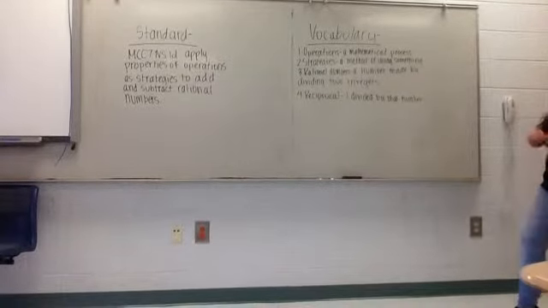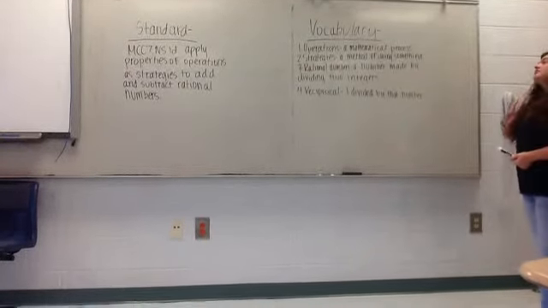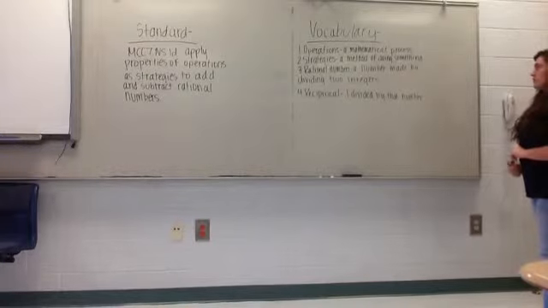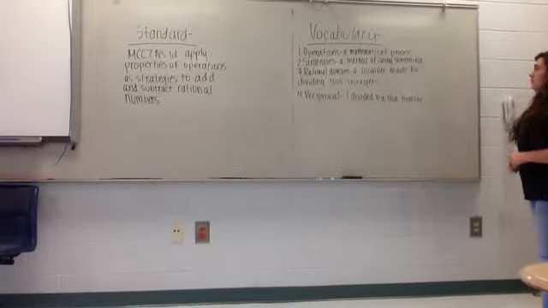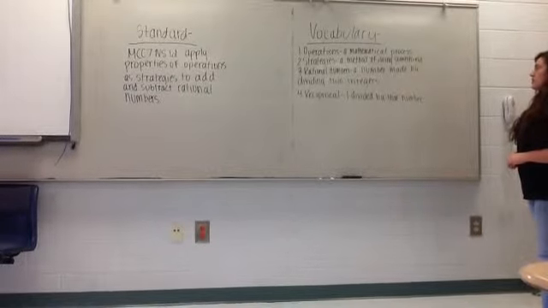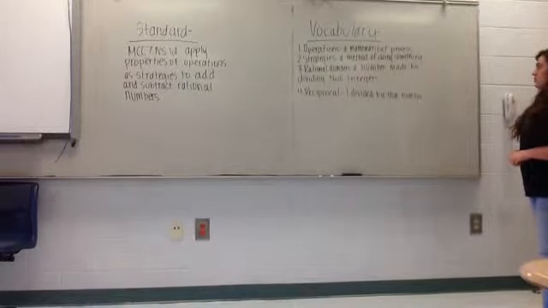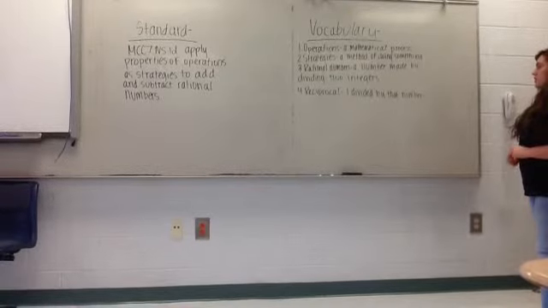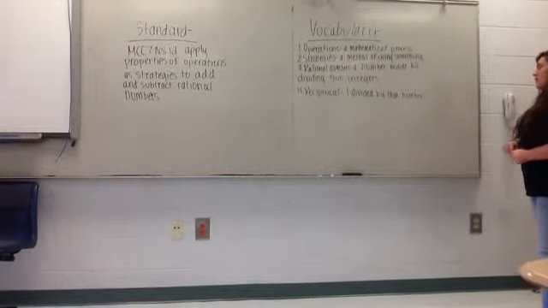Your vocabulary words are operation, strategies, rational numbers, and reciprocal. Operations are a mathematical process. Strategies are a method of doing something. Rational numbers are numbers made by dividing two integers, and reciprocal is 1 divided by that number.